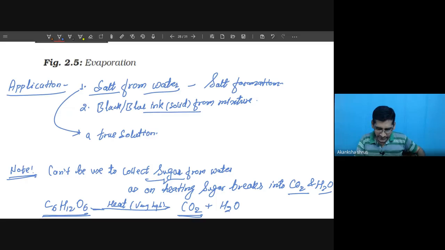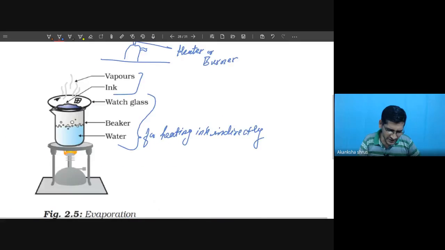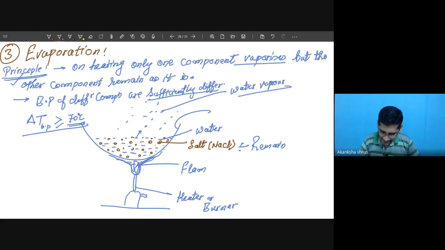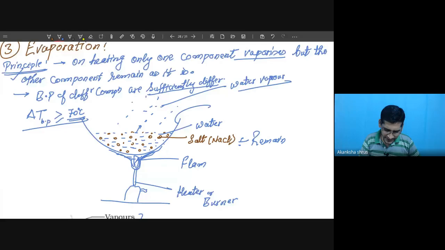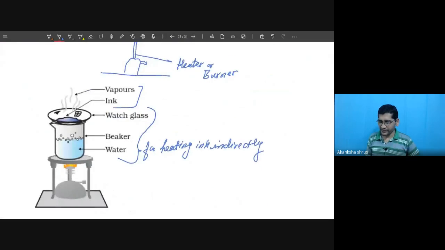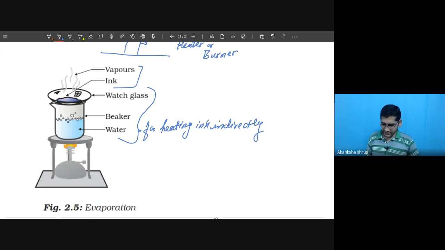So student, you have to keep in mind where it is used. What is the principle? This you have to keep in mind. In this case, the principle is the difference in their boiling points, meaning difference in their vaporization. Vaporization occurs at different temperatures. How is the figure? If required in your subjective question, you have to draw this simple figure also. Correct? So this way you have to learn.